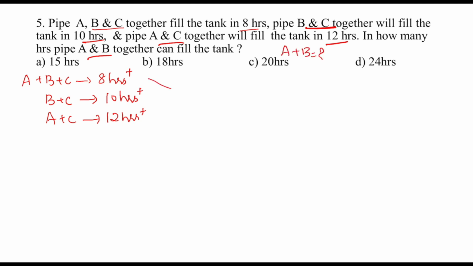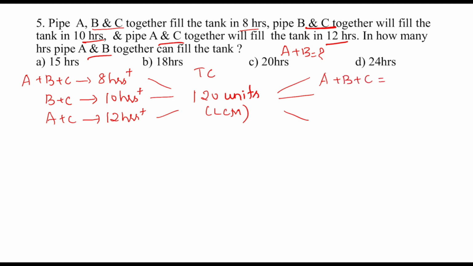Okay. So, first take the LCM of all these three, which will give us the total capacity. 8, 10 and 12, the LCM is 120. So, the total capacity of the tank is 120 units. The next step is to see the efficiency. A, B and C are filling 120 units in 8 hours. So, in 1 hour how much will they fill? 120 divided by 8, which gives us 15 units per hour.